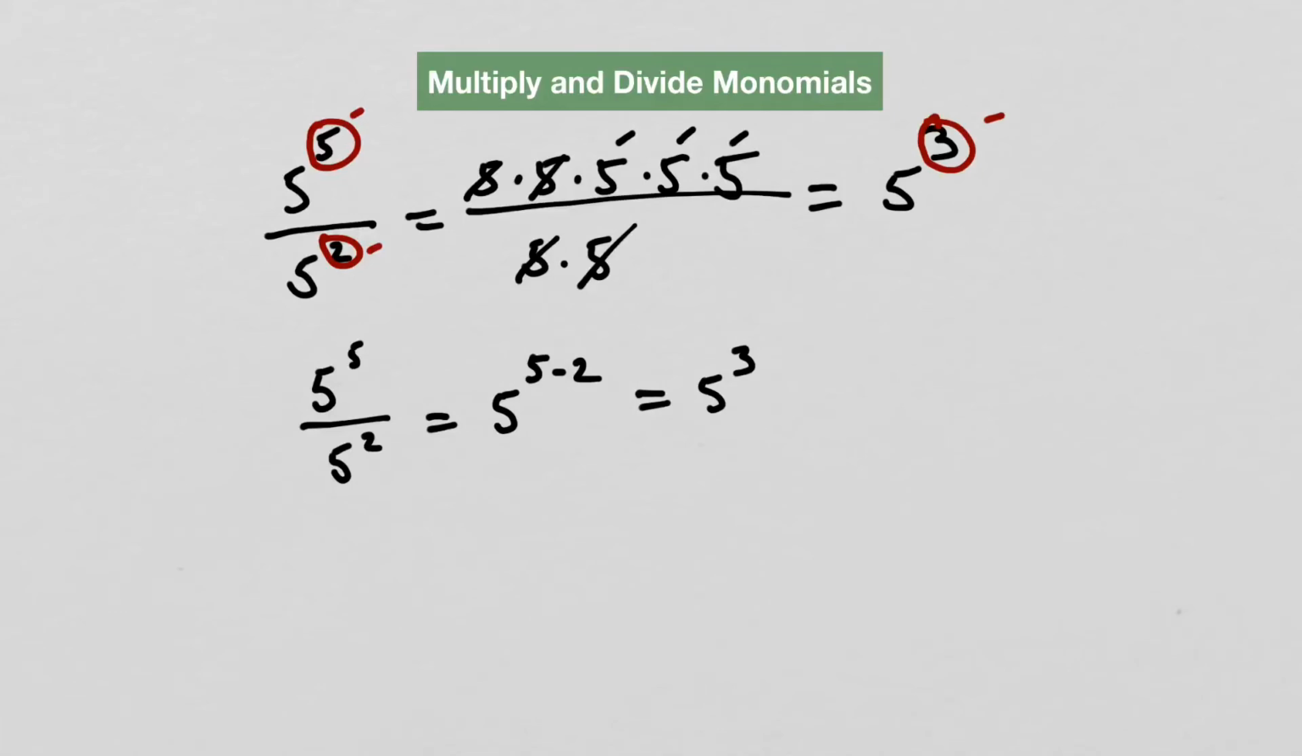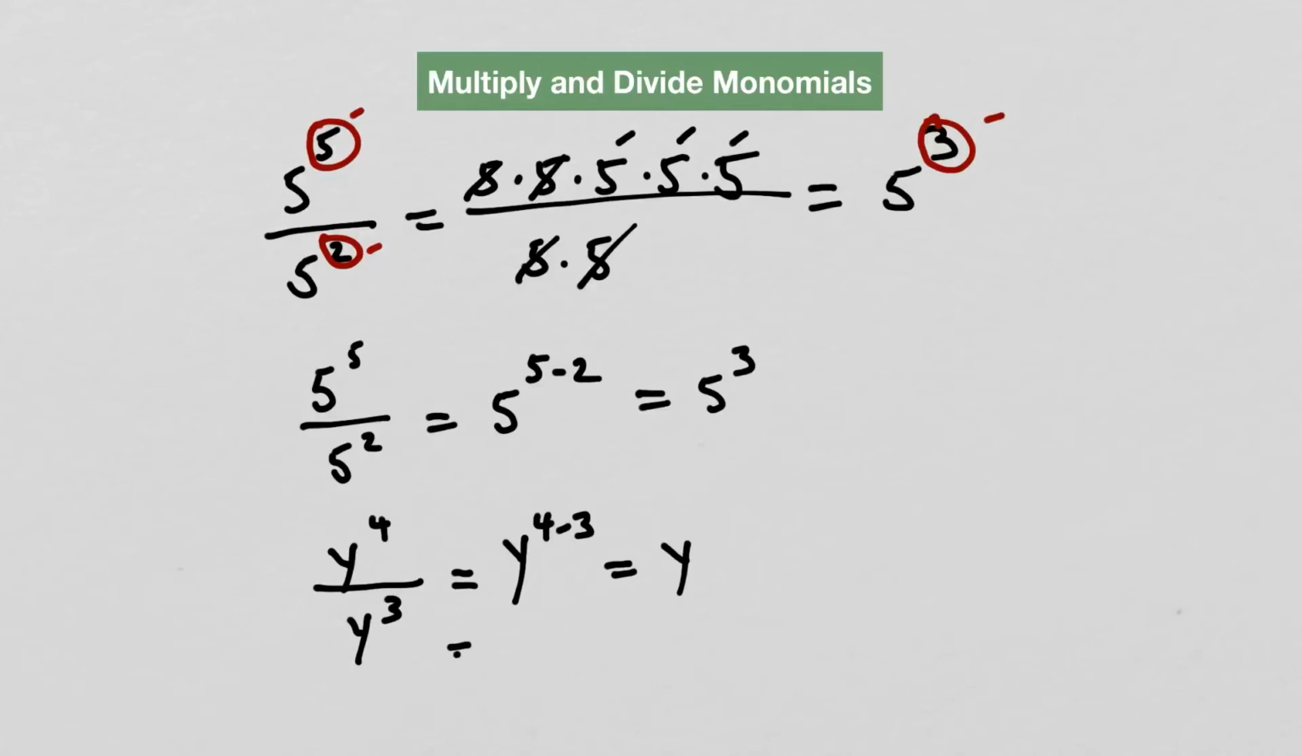So let's try this with a variable. Let's say the variable is y to the 4th power divided by y to the 3rd power. Okay? Now, according to the previous example, this should be y to the 4 minus 3, which is equal to y to the 1st power, or just y. Okay? So let's test this out.